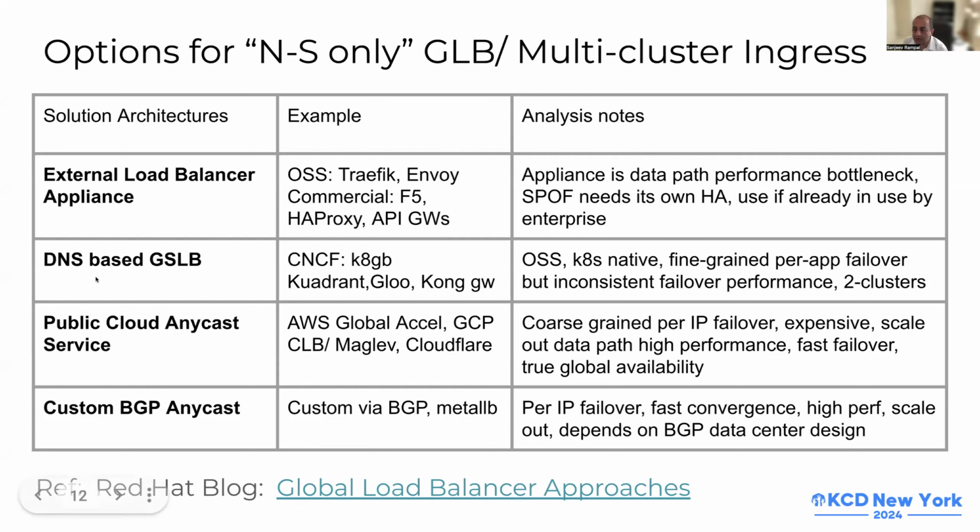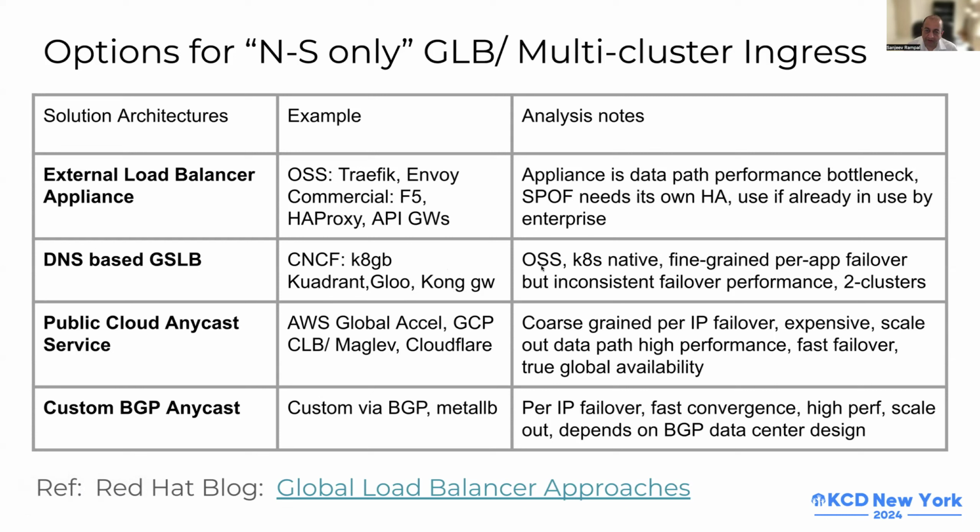Category 2 is building a Kubernetes native DNS-based global load balancer, right? Somewhat like the diagram and solution we described in the previous slide. A CNCF project that does this is called K8GB. And there are also single vendor open source offerings like Gloo, Kong Gateway, and a few others. These are a little bit more Kubernetes centric than the external appliance approach, and they have various degrees of multi-vendor support.